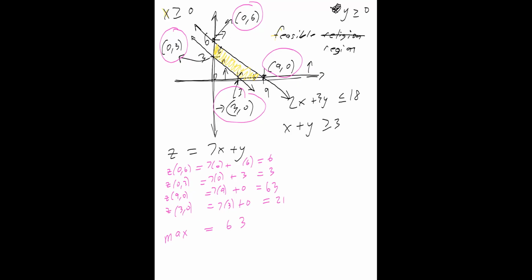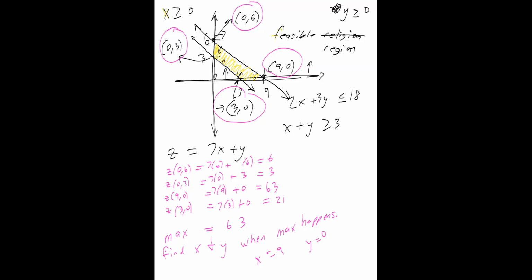So that's the maximum point, 63. Now, it says find the values of X and Y when the maximum happens. So we have to backtrack. The maximum happened at those numbers right there, 9 and 0. By the way, if you're curious, it happened at X equals 9, Y equals 0.